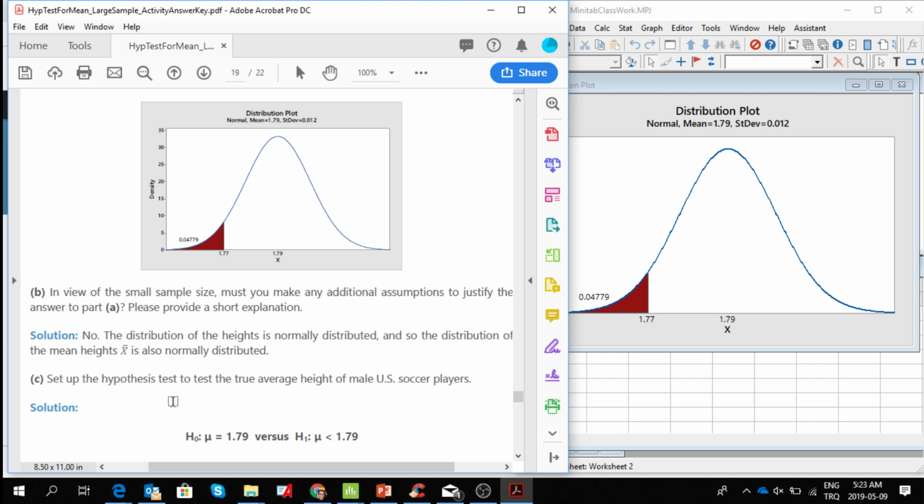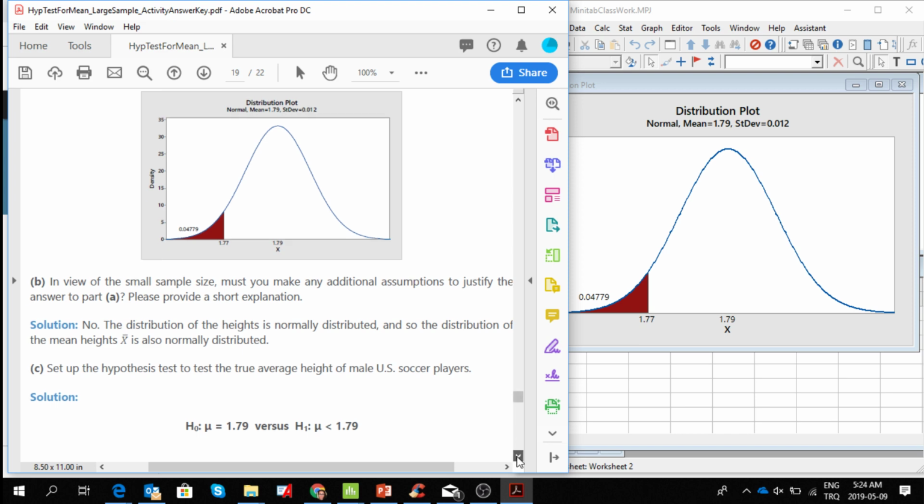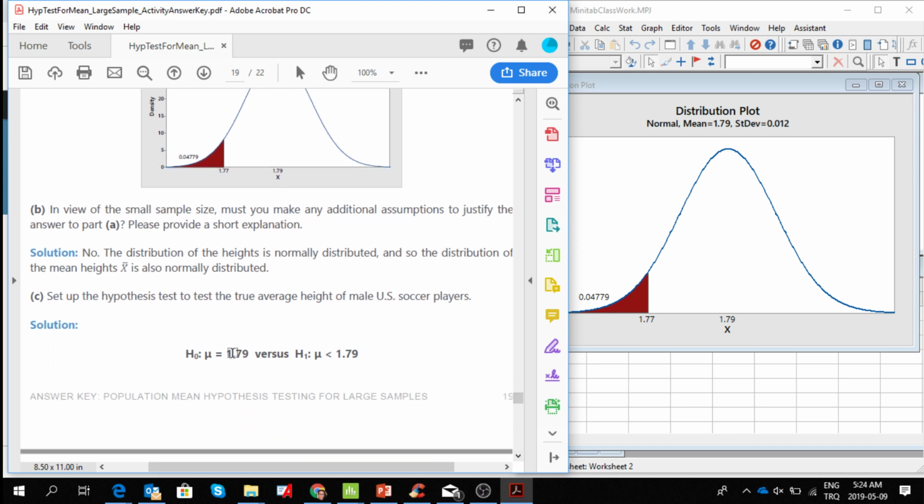Question C, set up the hypothesis test to test the true average height of male US soccer players. We want to check whether the mean is less than 1.79. So our null hypothesis is that the true mean equals 1.79, versus the alternative, which is that the true mean is less than 1.79.